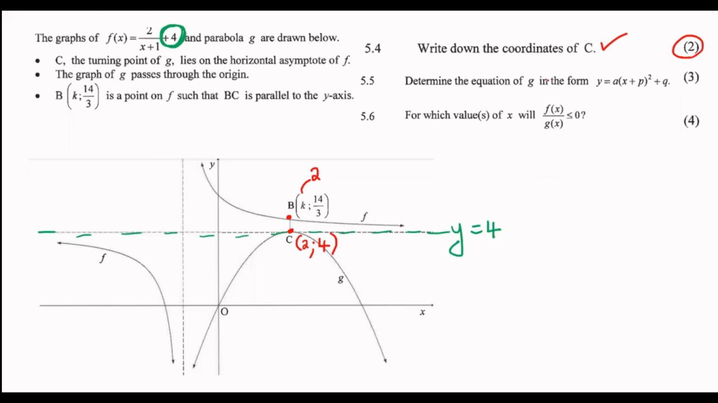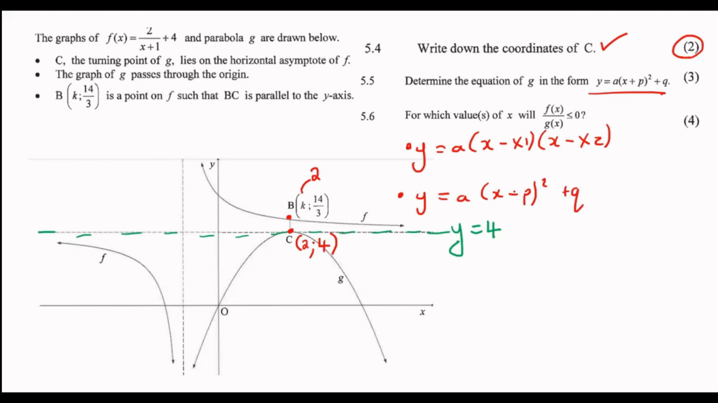5.5, determine the equation of G, which is the parabola, in the form y equals to that. Now, there are 2 ways to determine the equation of a parabola. You either use this equation, or you use this equation. You can also put a plus, it doesn't really matter. You should use this one whenever they give you the turning point, and you should use this one whenever they give you the x-intercepts.